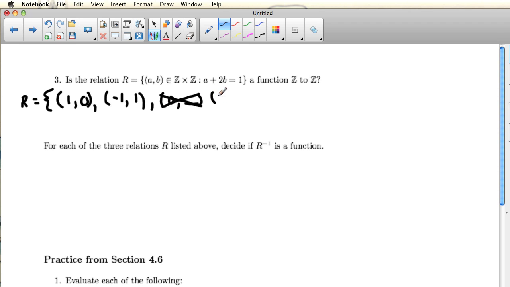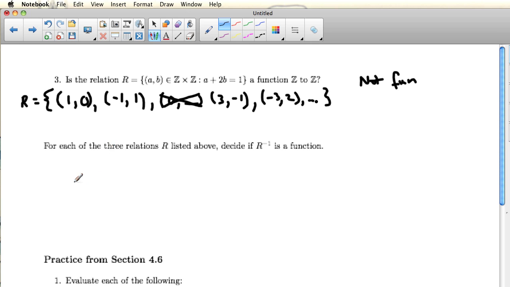So the pairs we're going to get are just going to be ones that have the A coordinate being an odd number. So if A is 3, then B could be negative 1, and that's okay. We have 3 plus 2 times negative 1 equals 1. If A is negative 3, then B is 2, and so forth. But right away we've discovered that we're missing entries. A number like 0 is an okay domain element, but it is not paired with anything in the codomain. And so this is not a function for that reason. Let's abbreviate that, not fun.